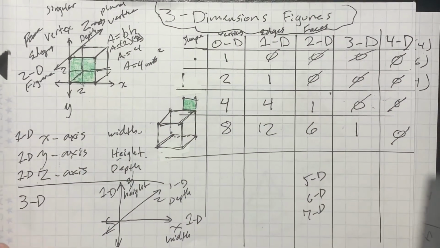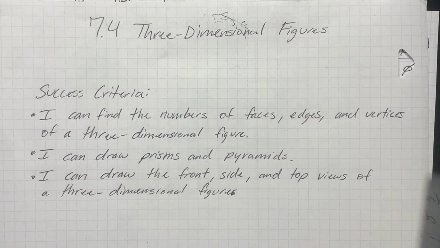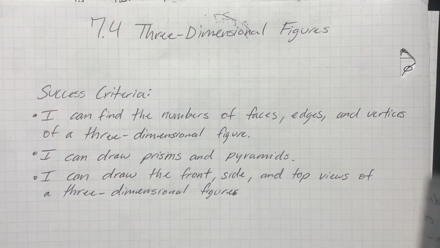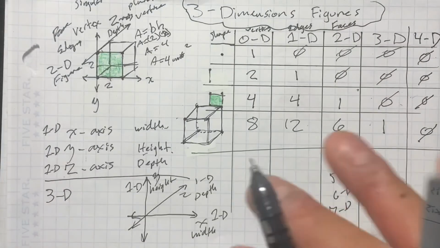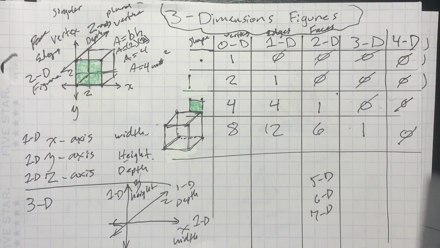All right, ladies and gents, that's basically it. Just to recap, for 7.4 three-dimensional figures, by now you should be able to find the faces, edges, and vertices of three-dimensional figures. You should also be able to draw prisms and pyramids, and draw the front, side, and top views of a three-dimensional figure. As long as you can get the main concept down and the real understanding, you guys got it. Okay, I'll see you guys later.